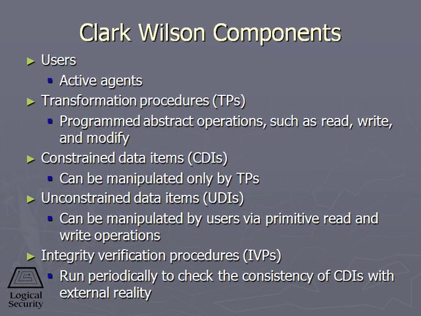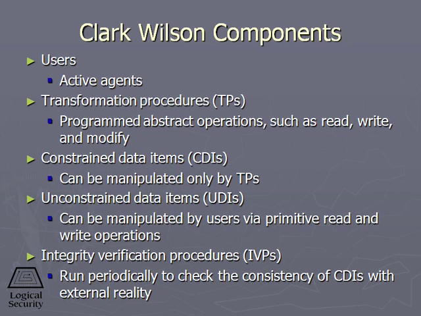And this will help ensure that those constrained data items will have a higher level of integrity. Now, the unconstrained data items, in addition to being modifiable by these transformational procedures, can also be directly manipulated by the user. In other words, it's not so tightly controlled. So the unconstrained data items have a lesser level of integrity than a constrained data item. And then to further ensure the integrity of the information, we have IVPs, or integrity verification procedures, that act along with the transformation procedures on constrained data items.